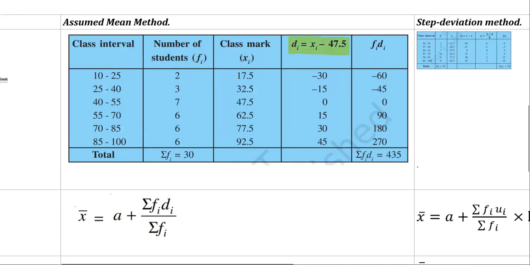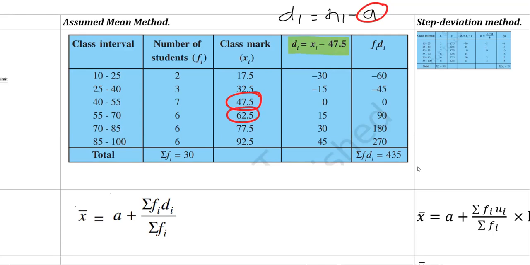What is di? You should know that di is the deviation here, which is xi minus A. What is A? A is the assumed mean here. The assumed mean is taken from the column of xi, and it is generally the middlemost value. If you count the middlemost value, you'll see that there are two middlemost values, that is 47.5 and 62.5. In case of an even number of observations, as in this case, we can have two middlemost values, but we'll be taking any one of them. So in this example, it is 47.5.